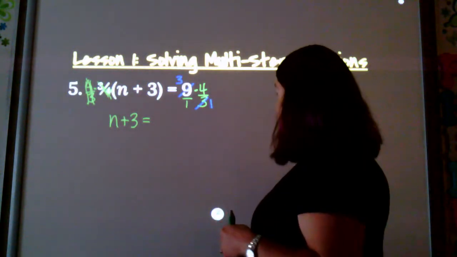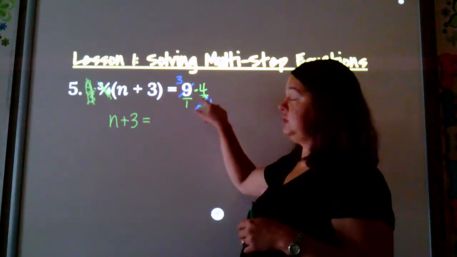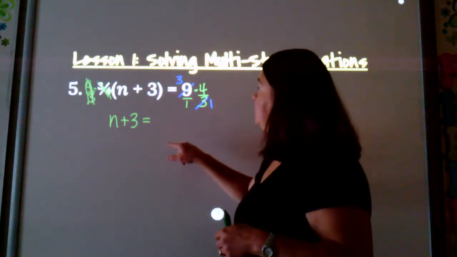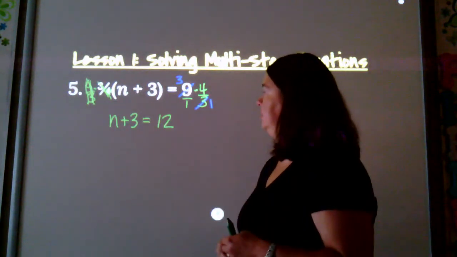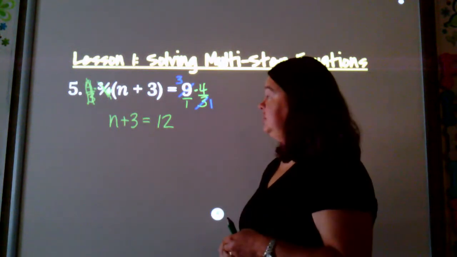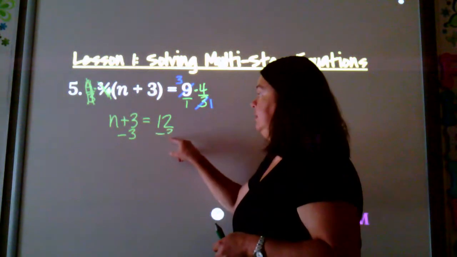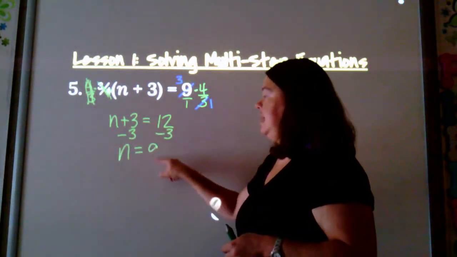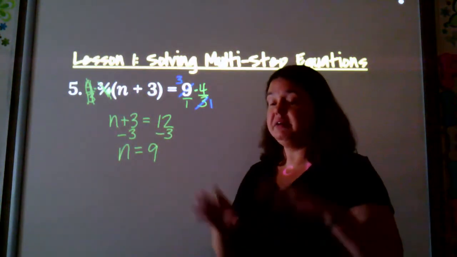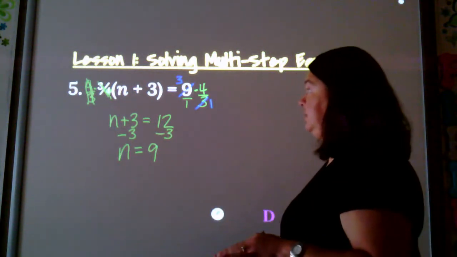Okay, so you can do that, or 9 times 4 is 36, which is divisible by 3. But 3 times 4 is 12 over 1, which is just 12. And then subtract the 3, so n equals 9. Okay, so that's one way to do it.